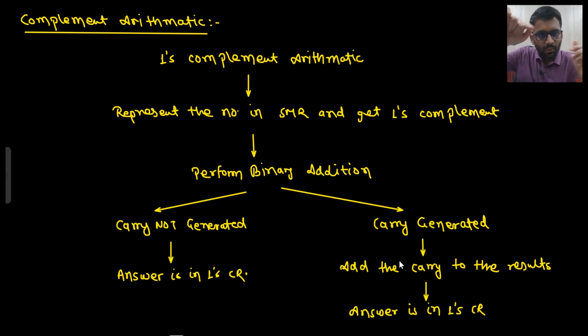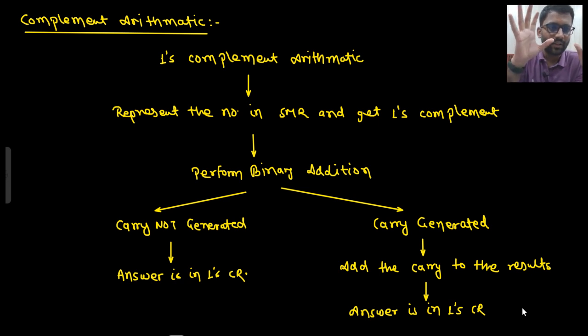Now, there are two cases: if carry is generated, or if carry is not generated. If carry is not generated, then it is fine. If carry is generated, then you will add that carry to the result. That's it. And after adding that carry to the result, the answer will be in 1's complement form. Why will the answer be in 1's complement form? In both cases, the answer will be in 1's complement form only, because you are converting the numbers into 1's complement and then performing the addition.